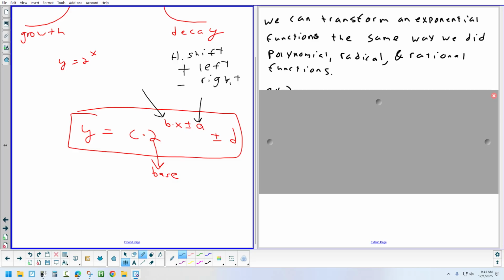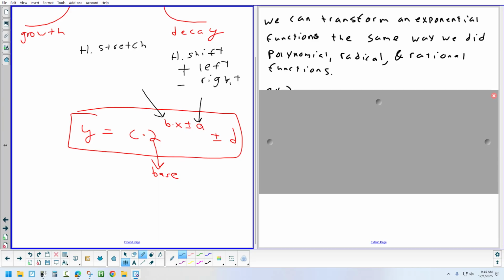Let's do B. B is still inside, but it is multiplication instead of addition or subtraction. What kind of transformation is multiplication? Stretch. And because it's inside the exponent, it's going to stretch it which way? Horizontal. Yep. So that is a horizontal stretch. Remember, it is backwards.